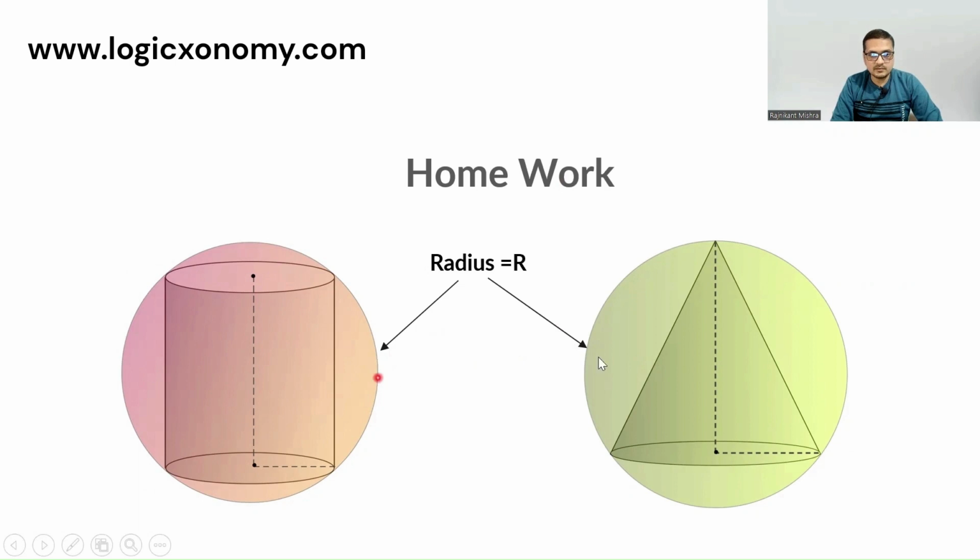The homework problem. The radius of both these spheres is equal to r. In the first case, a cylinder of largest volume is inscribed in a sphere, and in the second case, a cone of largest volume is inscribed in a sphere. If the volume of this cylinder is V1 and the volume of this cone is V2, then find the ratio between V1 and V2. The solution of this problem will be discussed in the next video.